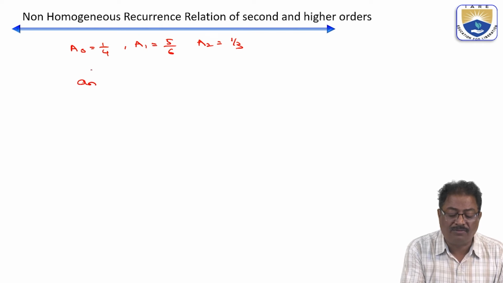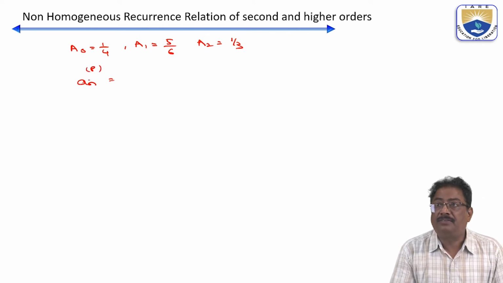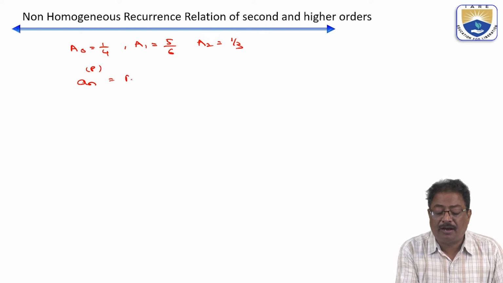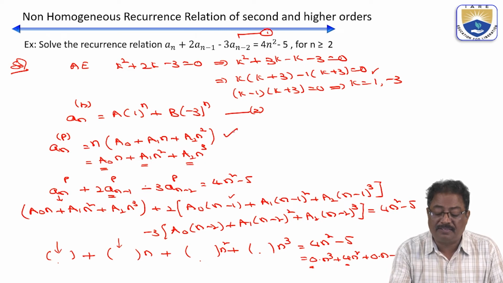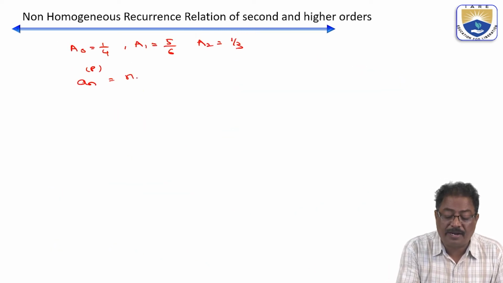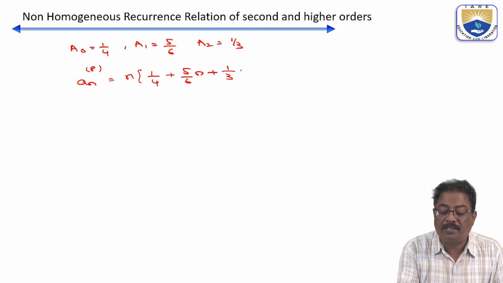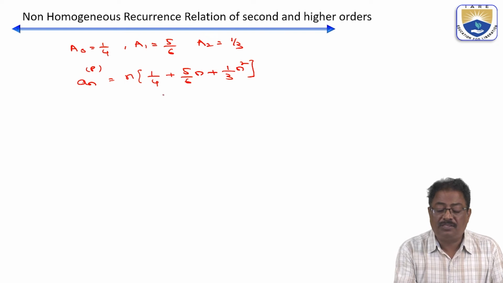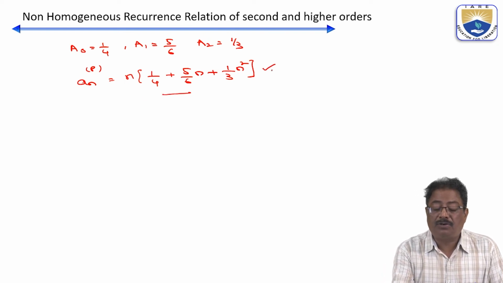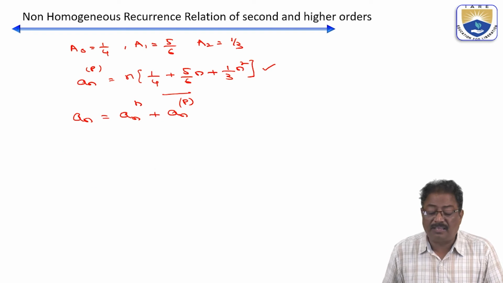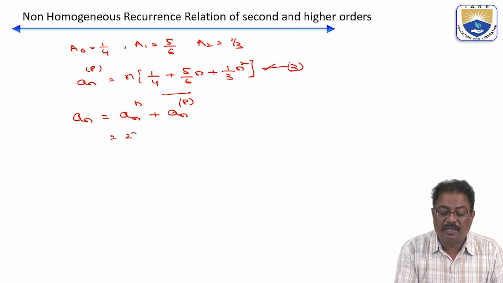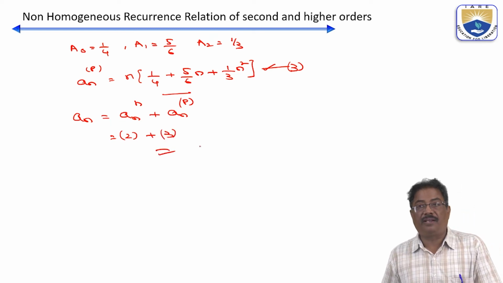After getting the a0, a1, a2 values, then a power p is nothing but a0; we are just going to substitute all these values into this expression. So n into a0, 1 by 4, and next a1, 5 by 6 n, plus a2, 1 by 3 n square. So this is the assumed particular solution. Then the complete solution is a n equals a n power h plus a n power p. I am just considering this as equation 3. Then just substitute equation 2 and equation 3 here. We are getting the final result.